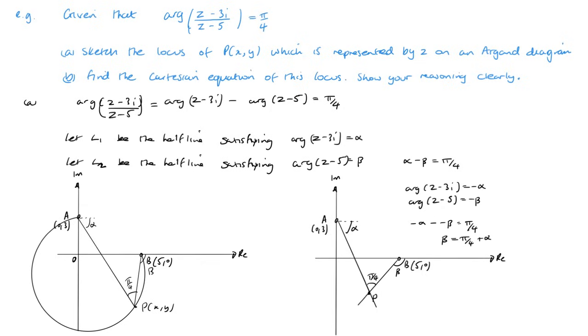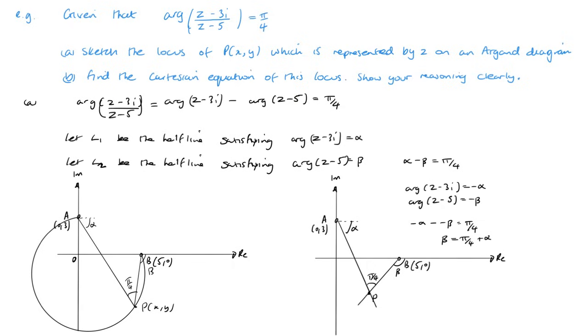So you deal with it when alpha and beta are positive angles, so up here somewhere. And then if it doesn't work for that, then it must be the other scenario. Okay, so we're left with a diagram like this. So this now is the locus of P, which is represented by z.